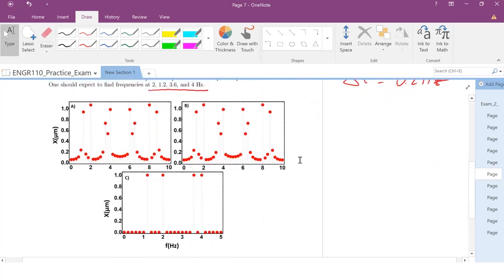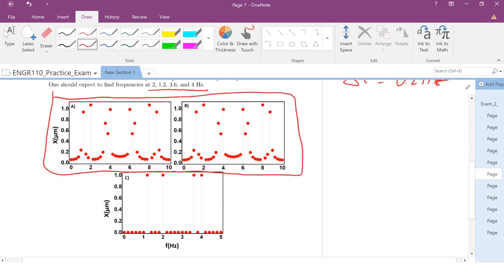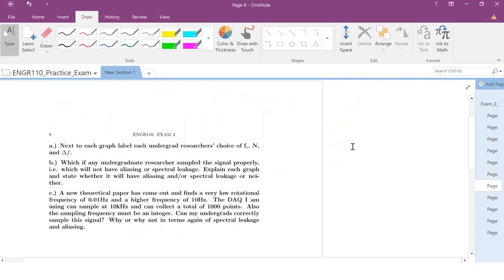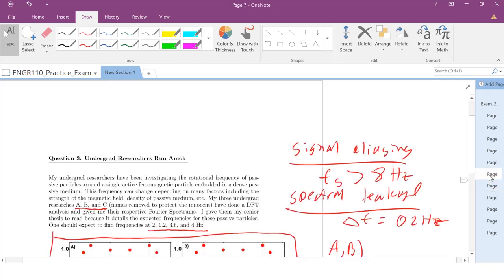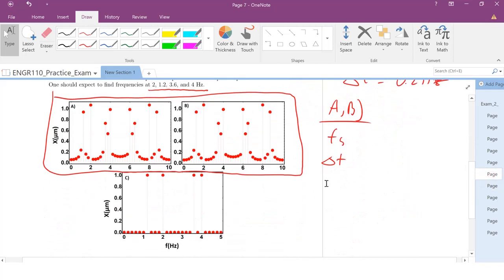One thing you'll immediately notice, A and B are exactly the same. A lot of times when I'm writing this exam, I'm just trying to keep you on your toes and make sure you're ready. But A and B will have the exact same values here. So we need to figure out, what is our Fs, our delta F, and N. So let's figure this out.